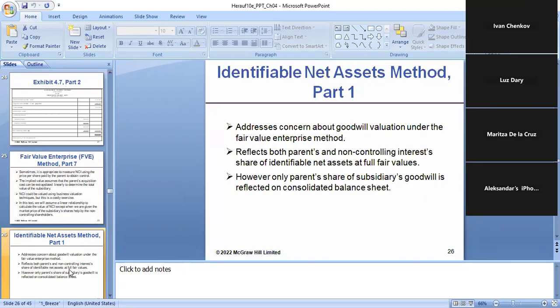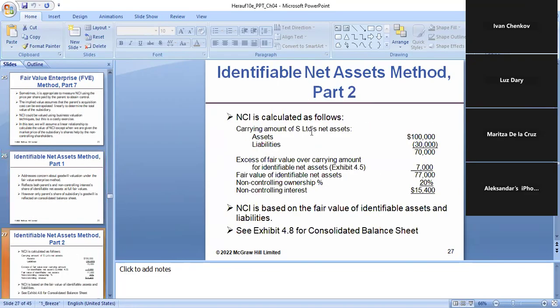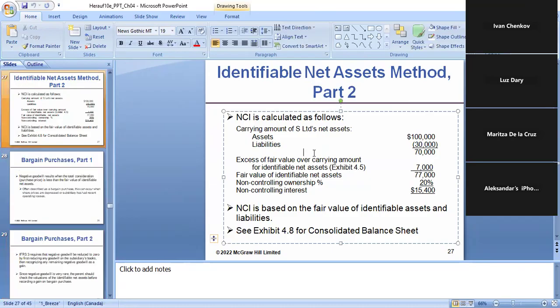Now let's see what the identifiable net asset method is. To address the concern about the goodwill valuation, we use the net identifiable asset method. So what is interesting here? Then non-controlling interest will be calculated a different way. So we're going to get the carrying value of the assets. We're going to get the carrying value of the liabilities.